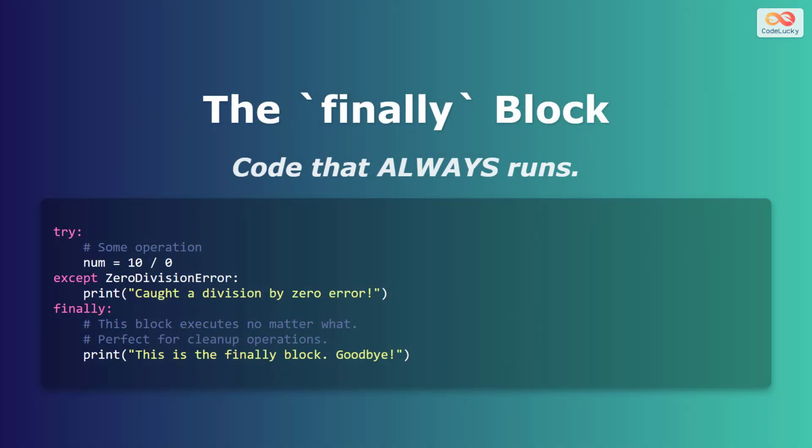Now, let's talk about finally. This block is unique because it will always execute, no matter what. It runs whether an exception was raised or not, and even if an exception was caught. This makes it perfect for cleanup tasks, like closing a file or releasing a network connection, ensuring that these important actions are always performed.